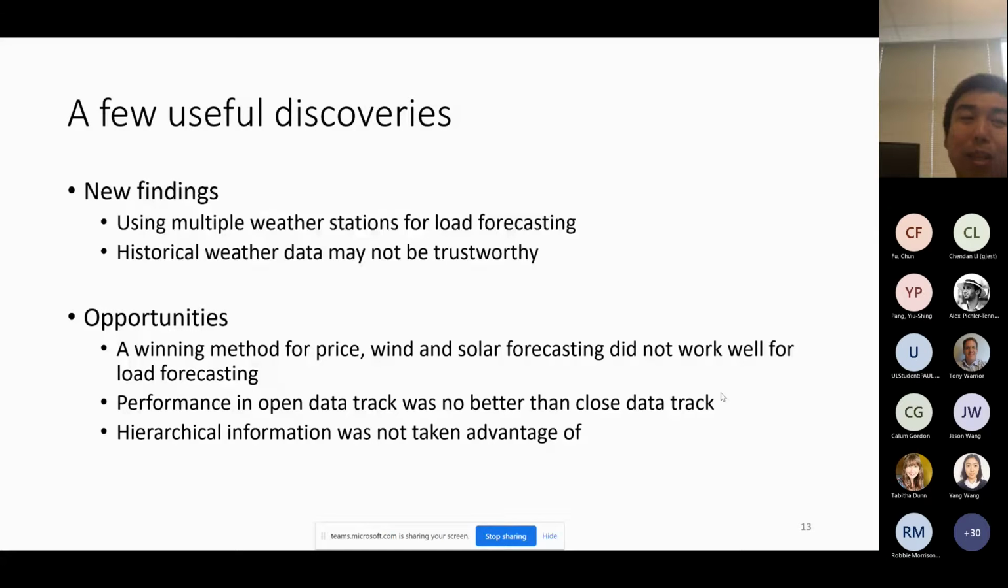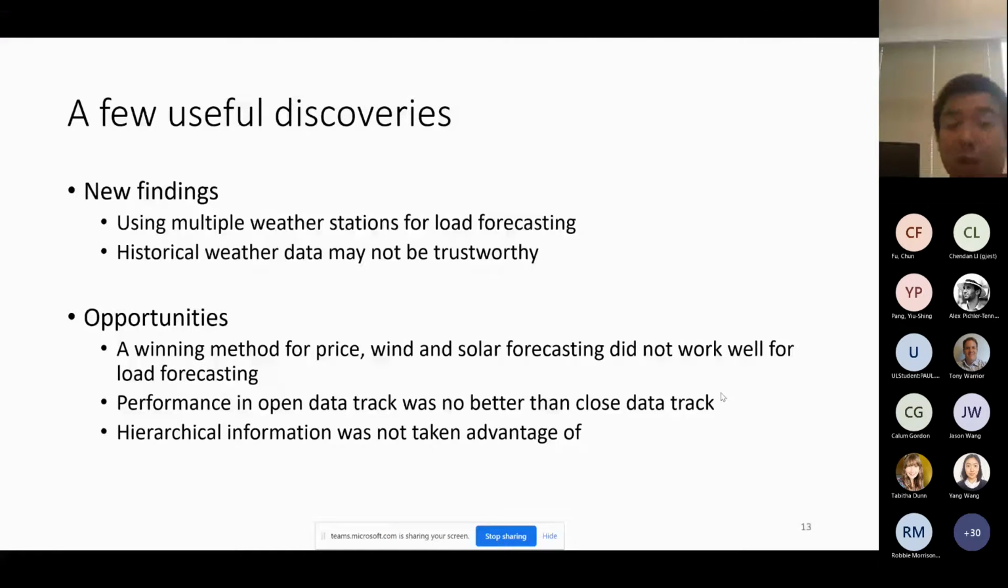So that means when we talk about the big data concept, people are not really utilizing the big data, or maybe not using it in a sufficient or effective way. So that's an area of opportunity we can address, right? Because if there is more data, we're supposed to get better results. But the performance in the open data track was not better than the closed data track.